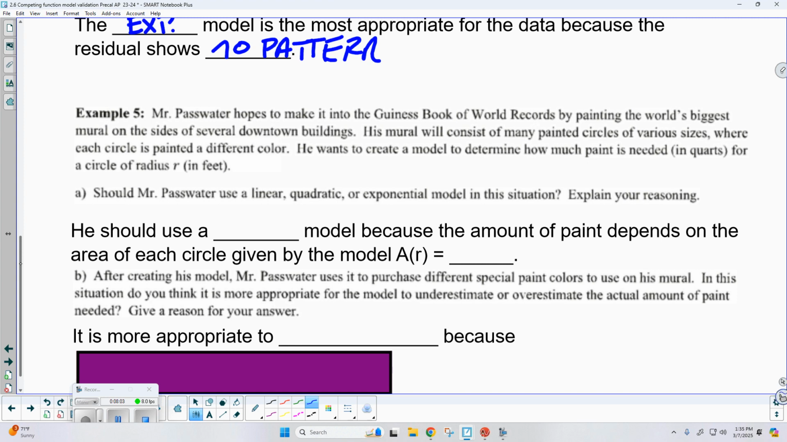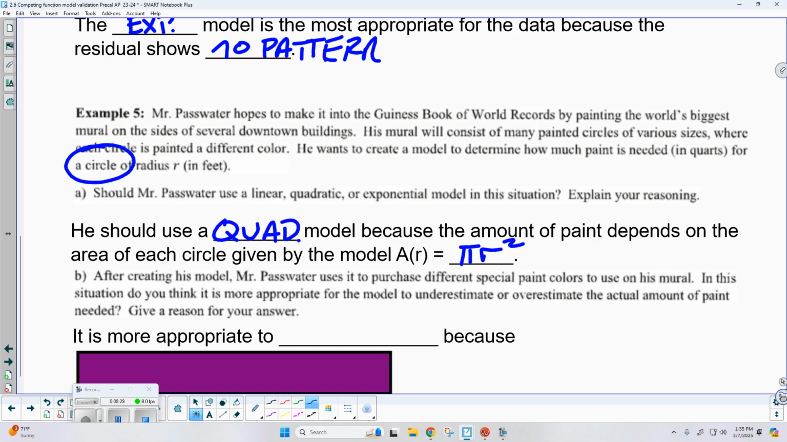I heard quadratic. Why? Area of what specifically? What's he wanting to paint a bunch of? Circles. That's exactly right. We find the area of a circle by using pi r squared. To us, it's always a formula, but it is a quadratic function. That's absolutely right. So he's going to use a quadratic model.